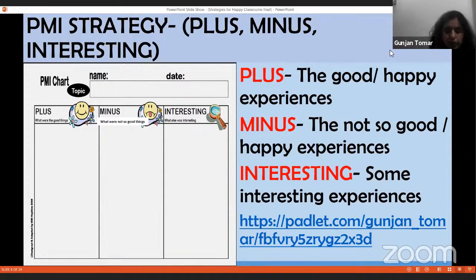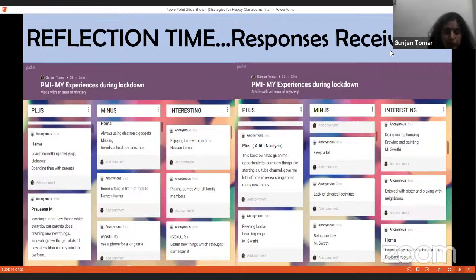So we asked the students to sort them, and I shared my Padlet link with the students, and this is what they sorted. The experiences that they shared in the chat, they sorted under plus, minus, and interesting. These are some of the responses from the students. So the idea was for them to understand which experience they associate as a good experience, which experience they associate as an interesting experience, and which experience they associate as a minus or a not so good experience.